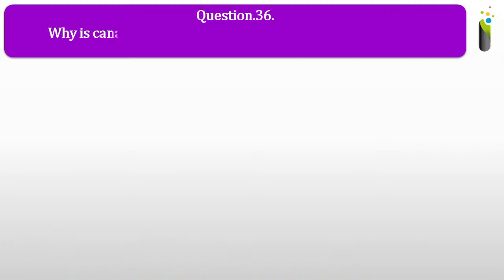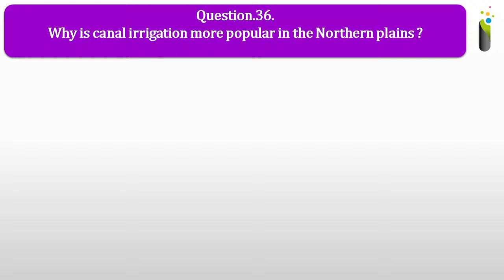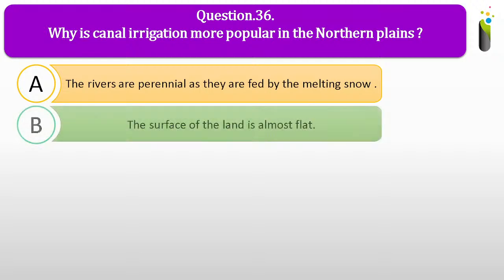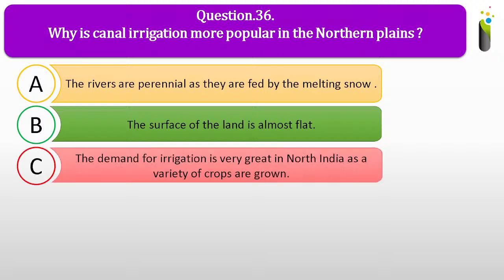Now, question number 36. Why is canal irrigation more popular in the northern plains? A. The rivers are perennial as they are fed by the melting snow. B. The surface of the land is almost flat. C. The demand for irrigation is very great in North India as a variety of crops are grown. D. All of the above.